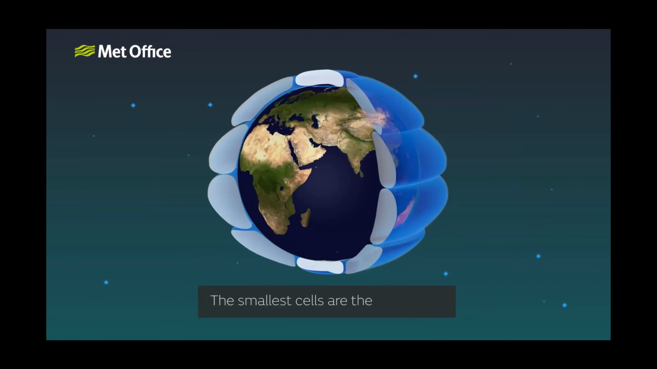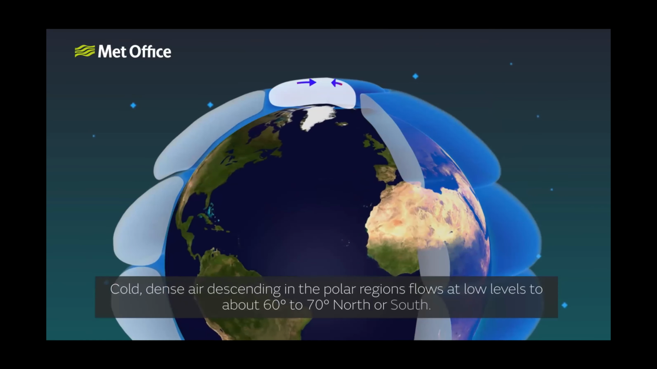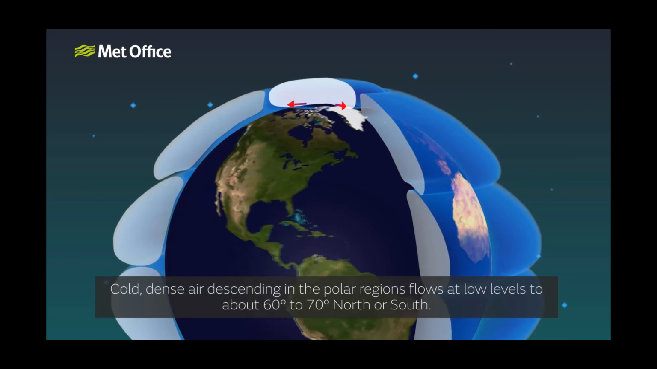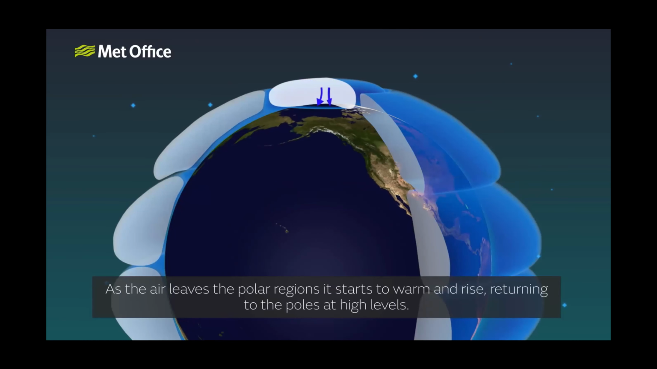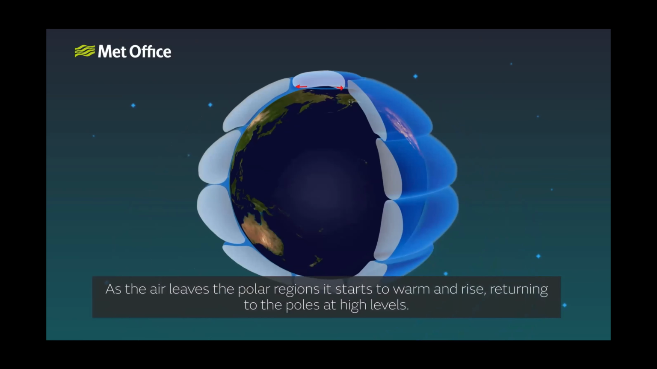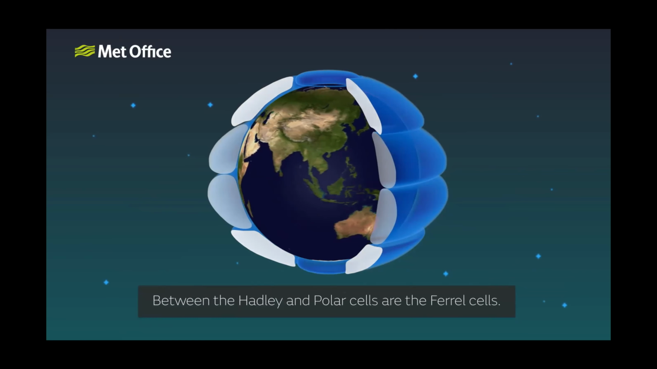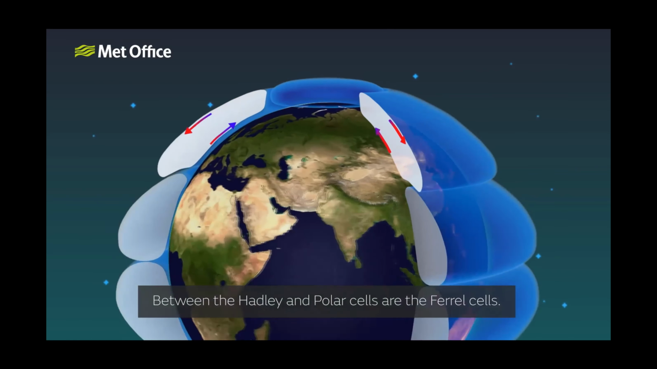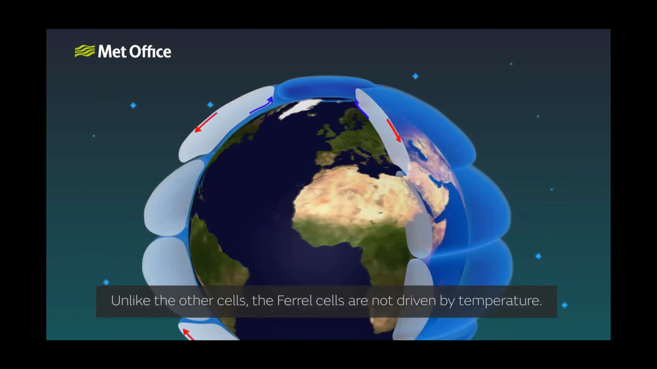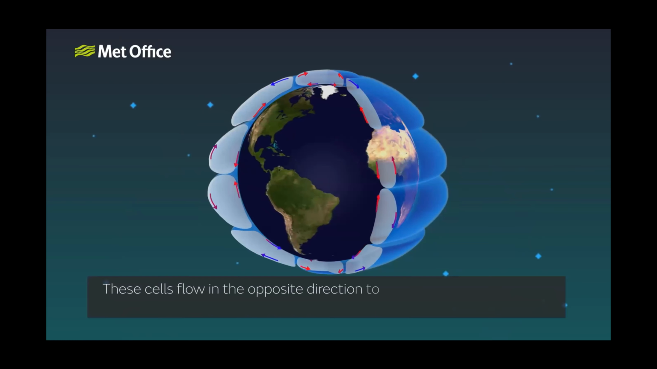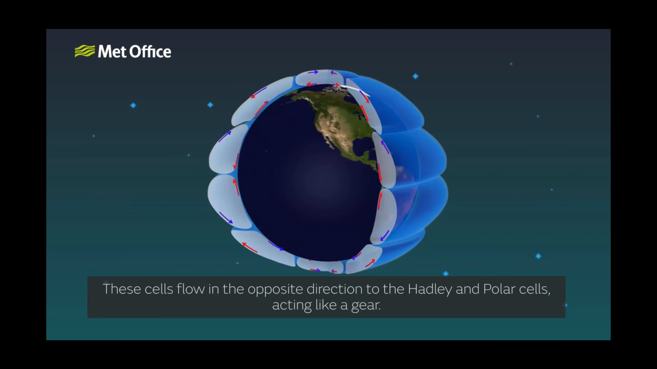The smallest cells are the polar cells. Cold, dense air descending in the polar regions flows at low levels to about 60 to 70 degrees north or south. As the air leaves the polar regions, it starts to warm and rise, returning to the poles at high levels. Between the Hadley and polar cells are the Ferrel cells. Unlike the other cells, the Ferrel cells are not driven by temperature. These cells flow in the opposite direction to the Hadley and polar cells, acting like a gear.